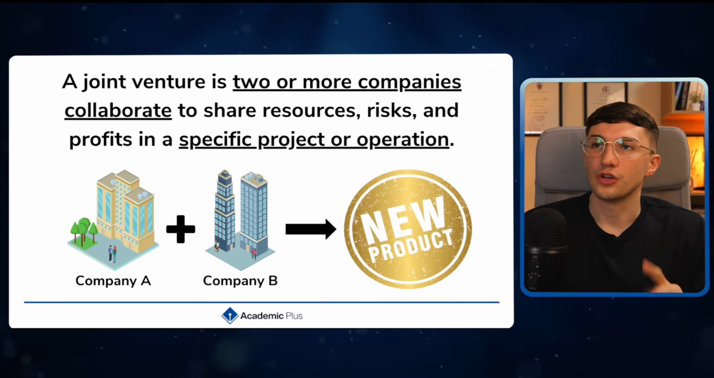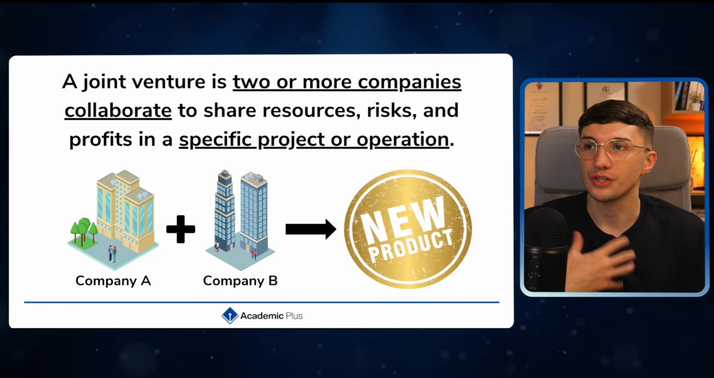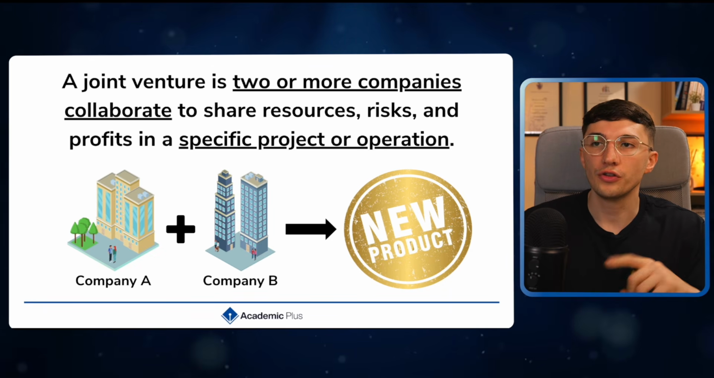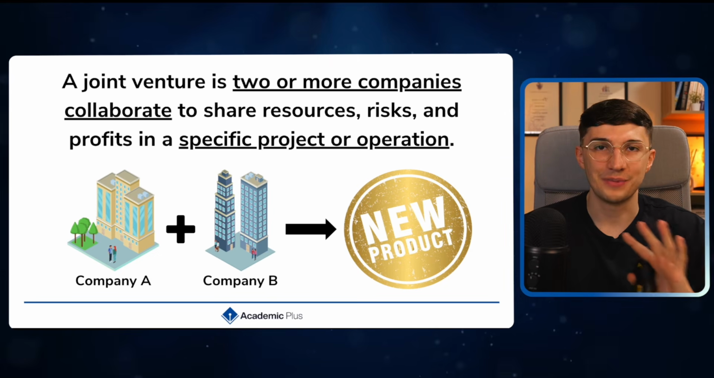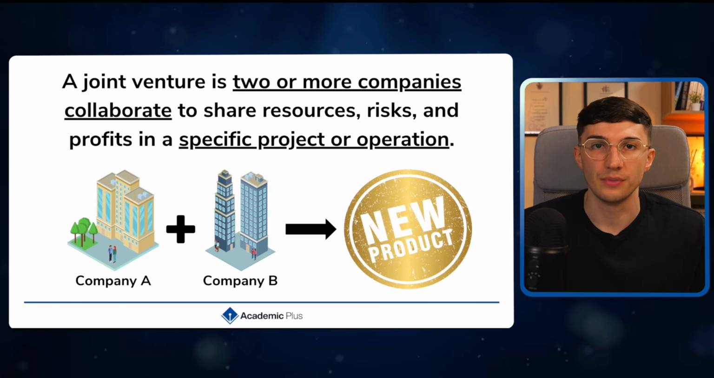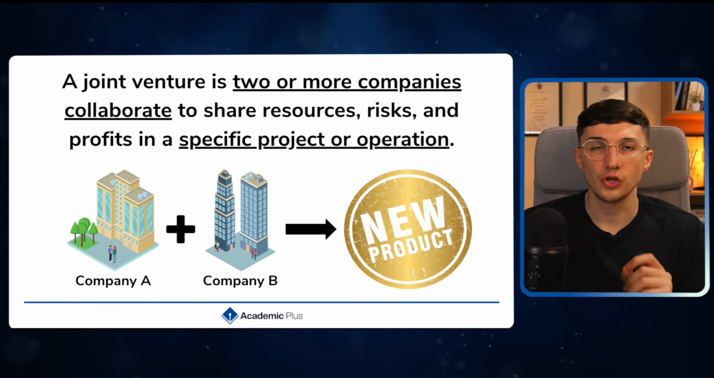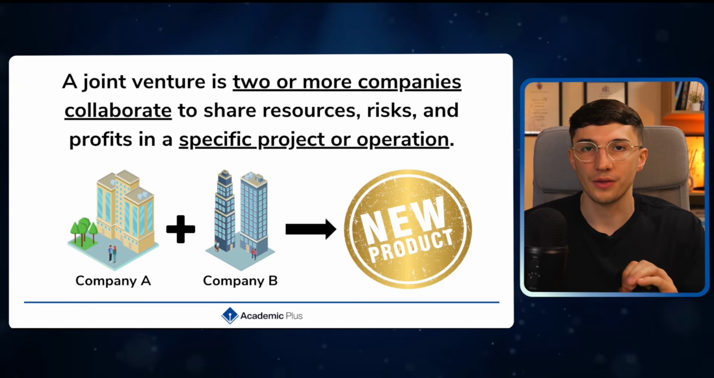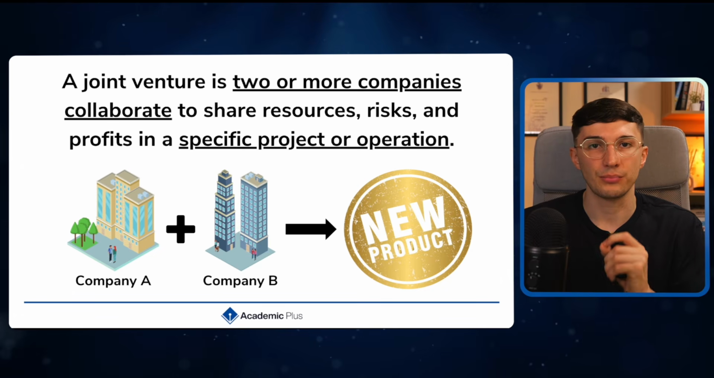Whereas a joint venture is 2 or more companies collaborating together, sharing resources, risks and profits in order to complete a certain project or operation. Now, it doesn't have to be a new product, but I feel like most joint ventures tend to be new product development. But it's important to note that the collaboration is only temporary, and those 2 individual businesses still exist by themselves. They don't merge to form a new one, they just join operations for a temporary period of time.